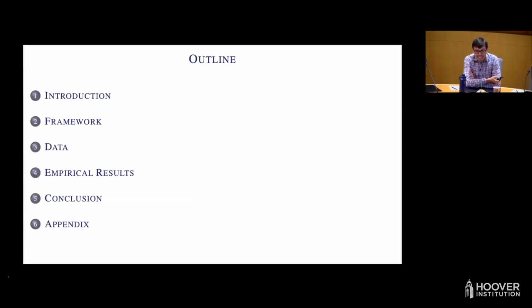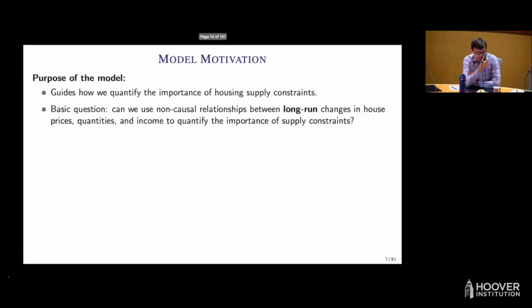Okay. So I'm going to start with the framework. And again, why is the model here? Why don't we just jump straight into the data? John kind of already touched on this. At some level, what we're looking at here is going to be correlations, right? We're going to look at correlations of long-run changes in housing prices and housing quantities, and how they correlate with income. How can those correlations tell us anything about the influence of supply constraints? Do we need some causal relationships there? We're going to argue, based on the framework, that these correlations are actually going to be very informative and helpful for answering these questions.